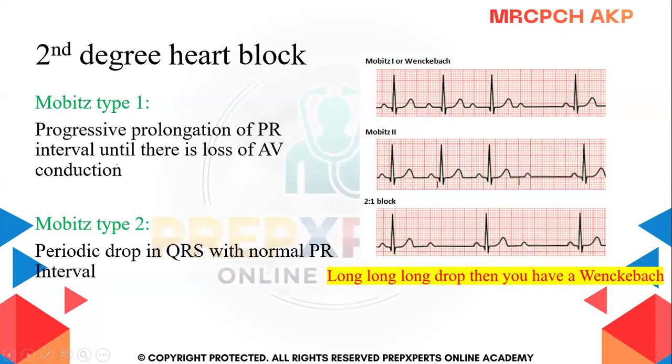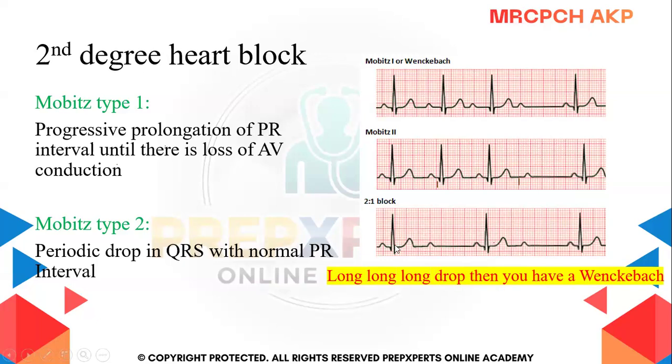Okay, now we come to the second degree heart block. Again, I told you that there are two further categories. It is subdivided into two categories: Mobitz type 1 and Mobitz type 2. Mobitz type 1, we also call it the Wenckebach phenomenon. Okay, so you should remember the Wenckebach poem. Long, long, long drop, then you have a Wenckebach.